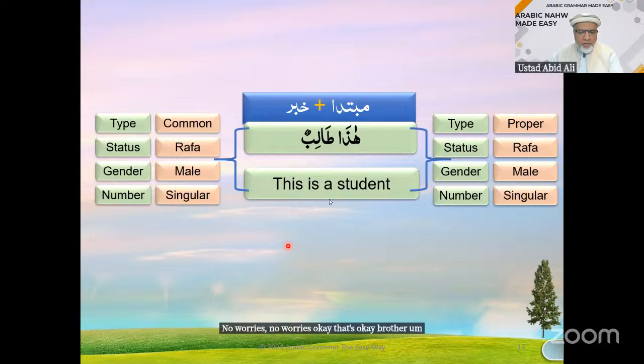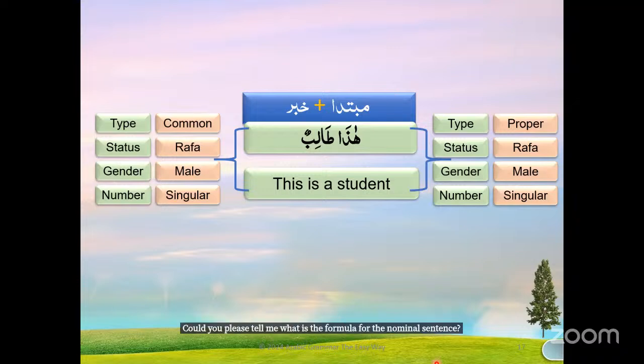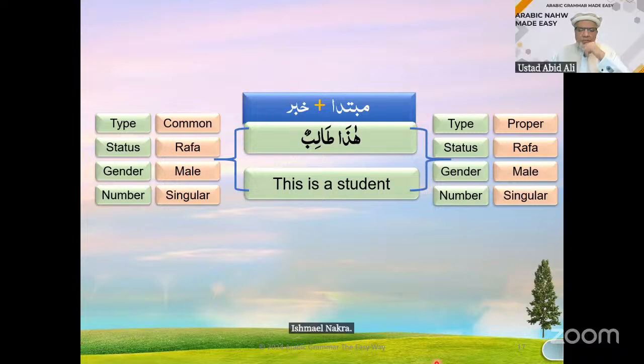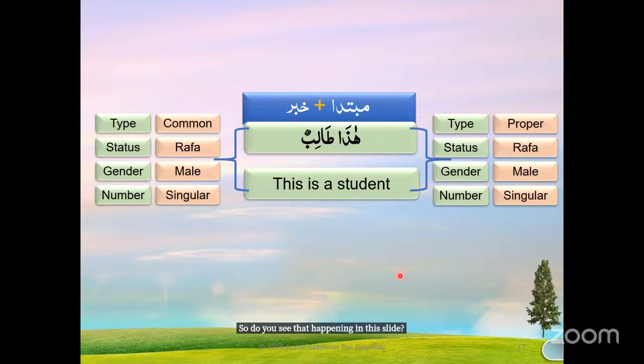Brother Ali Kamran, could you please tell me what is the formula for the nominal sentence? Yeah, as I remember, it should be ism marfu' and ism nakira. Okay. So do you see that happening in this slide? No, I think it is not a proper sentence.